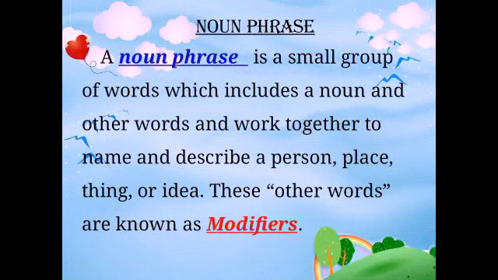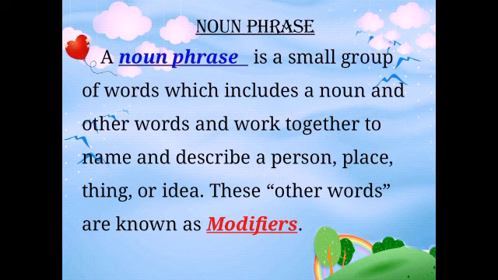Let's start. Noun phrase. A noun phrase is a small group of words which includes a noun and other words and work together to name and describe a person, place, thing, or idea. These other words are known as modifiers. Don't panic. This is just the explanation for noun phrase. It just means noun phrase.